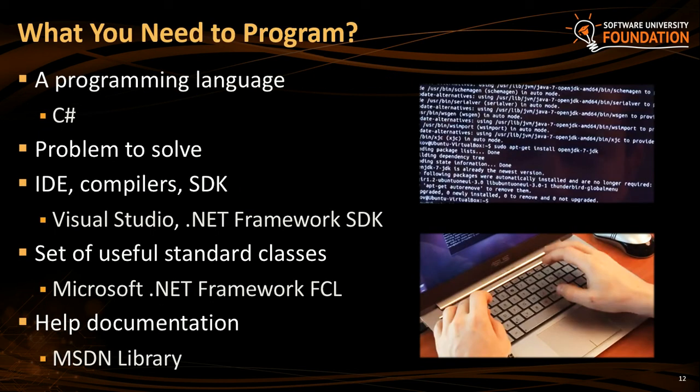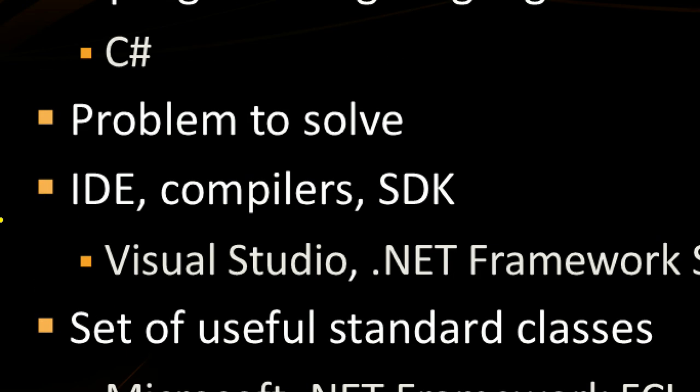So what you need to program, returning back to the introduction of software engineering: you need a programming language, for example, C# or Java or PHP or other languages. You need a problem to solve, okay? You need a development environment. It's not obligatory, but it's good to have it. You saw how I program in Notepad++ and how I program in Visual Studio. In Visual Studio, it's more pleasant.